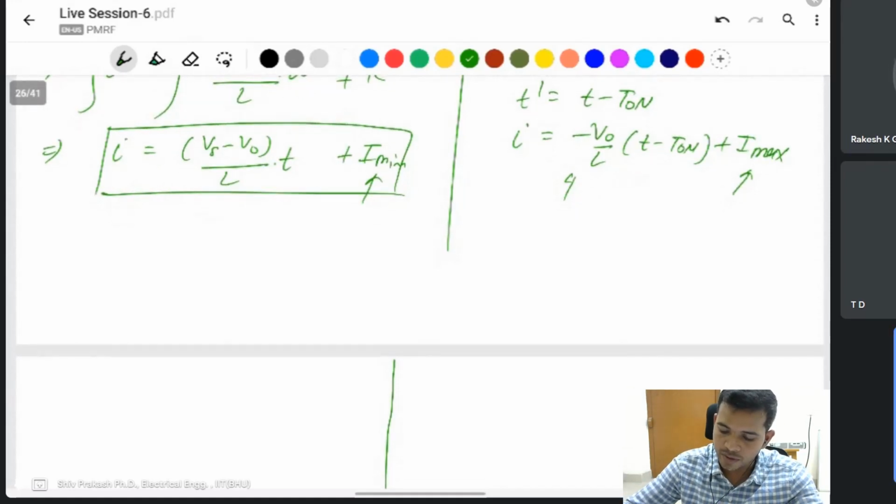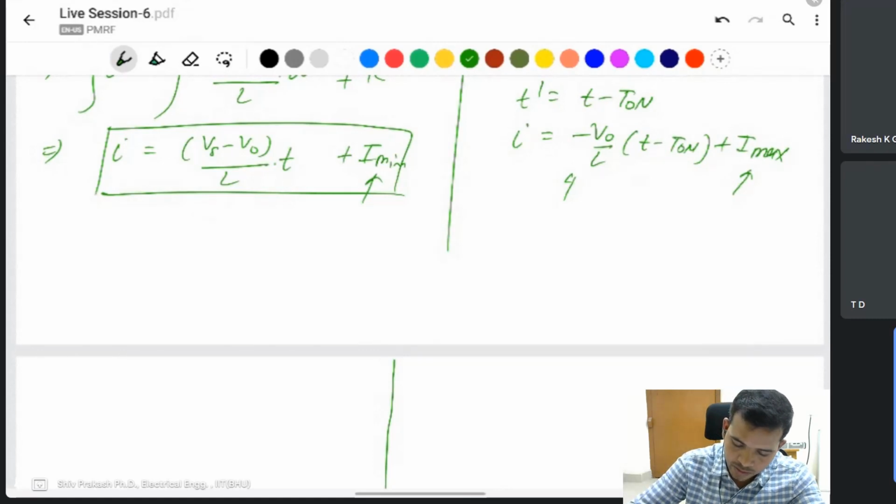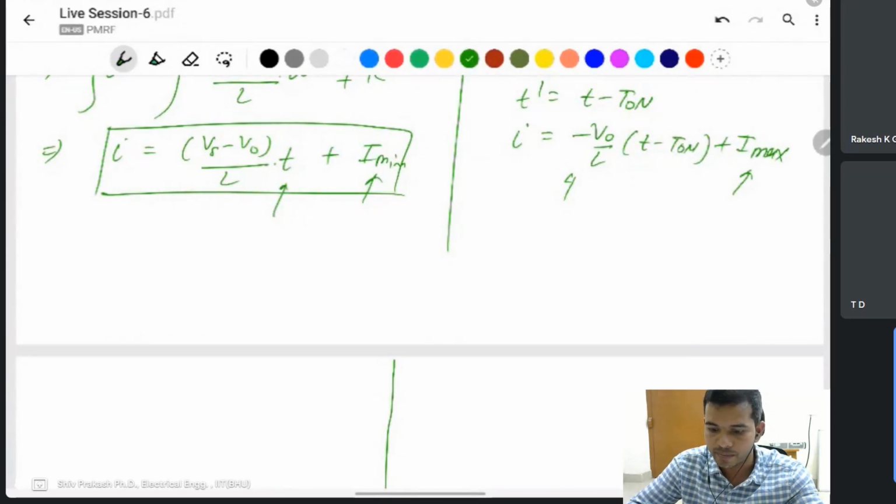Will it be from initial conditions? Yes, take it as the initial condition. Take it as t equal to 0, because in steady state you can't define a t like that. But if you take t equal to 0, then I minimum will be found. And this one is t on, which is dT, you can take, and I maximum will be found.